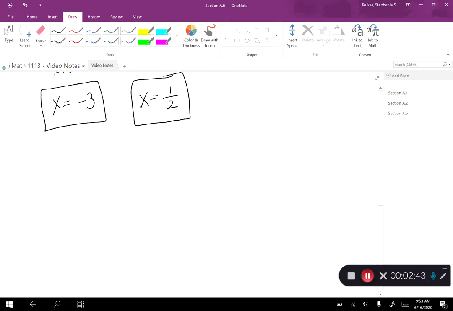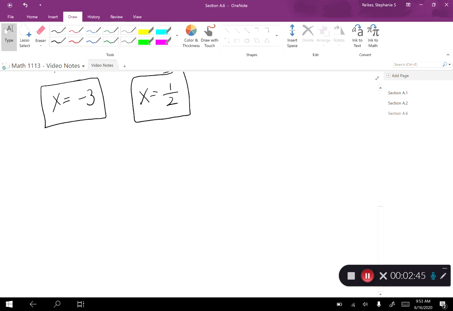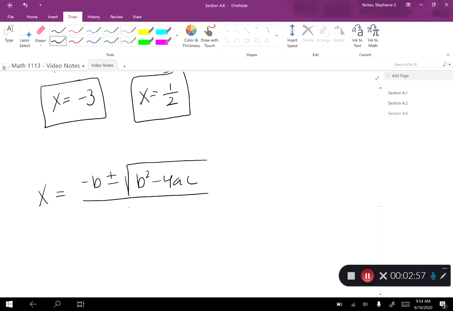Just as a reminder, make sure you have the quadratic formula memorized, and that states x equals negative b plus or minus square root b squared minus 4ac, all divided by 2a. Again, you should have that one memorized.